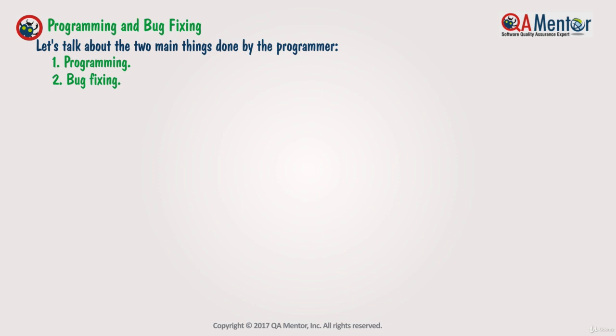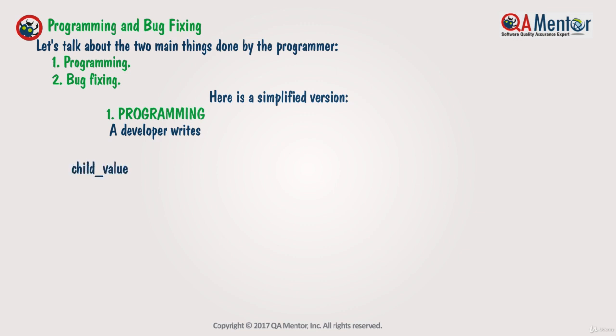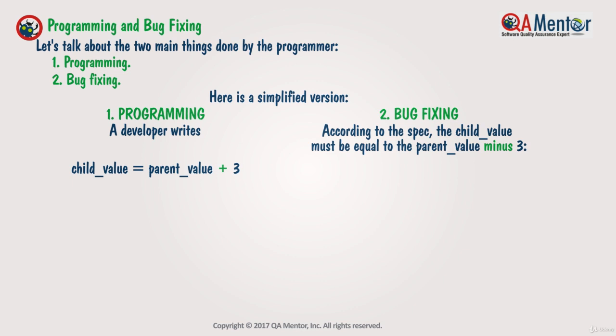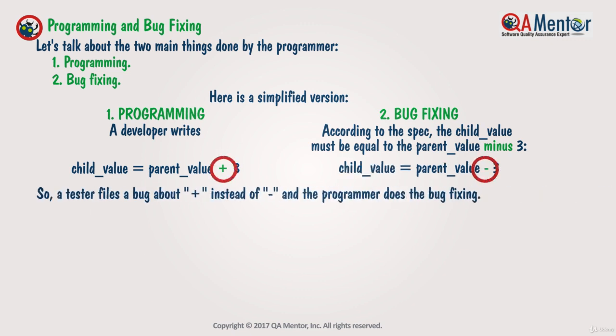Programming and bug fixing. Let's talk about the two main things done by the programmer: 1. Programming. 2. Bug fixing. Here is a simplified version. 1. Programming. A developer writes. 2. Bug fixing. According to the spec, the child_value must be equal to the parent_value minus 3. So a tester files a bug about plus instead of minus, and the programmer does the bug fixing.